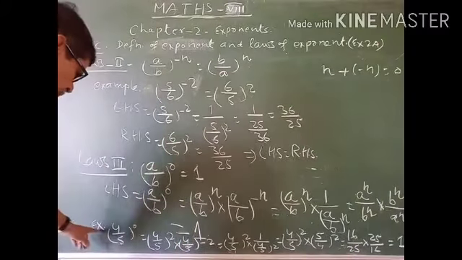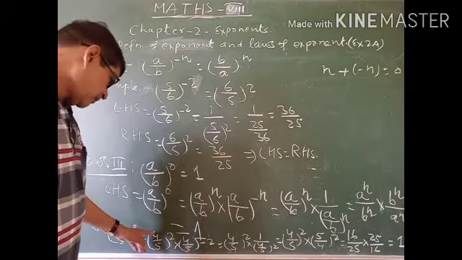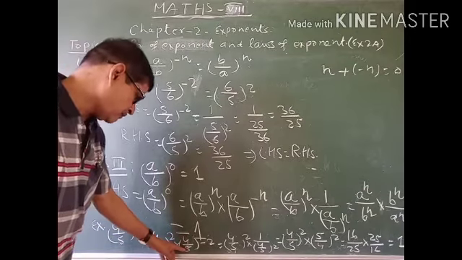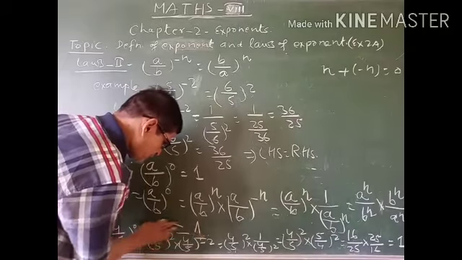For example, 4 by 5 to the power 0, you can write here 4 by 5 to the power 2 into 4 by 5 to the power minus 2.